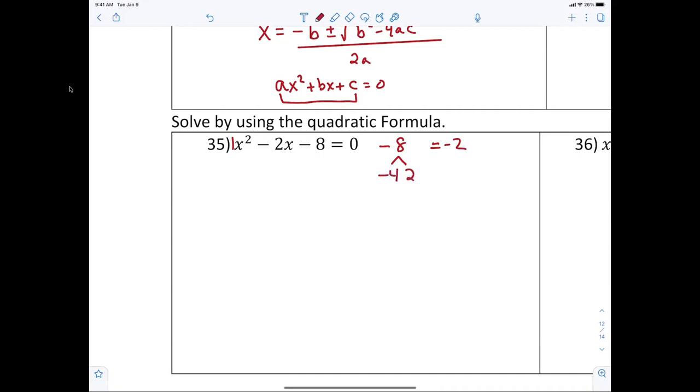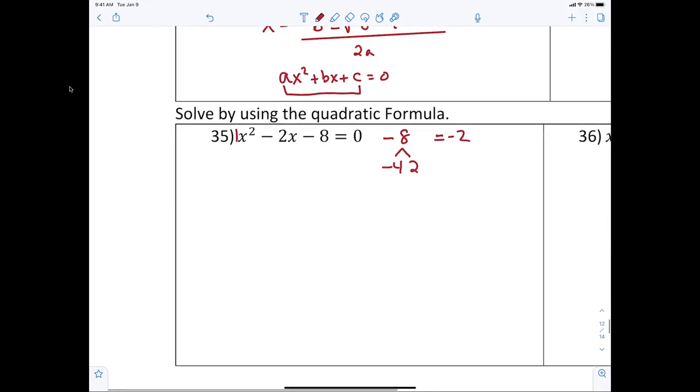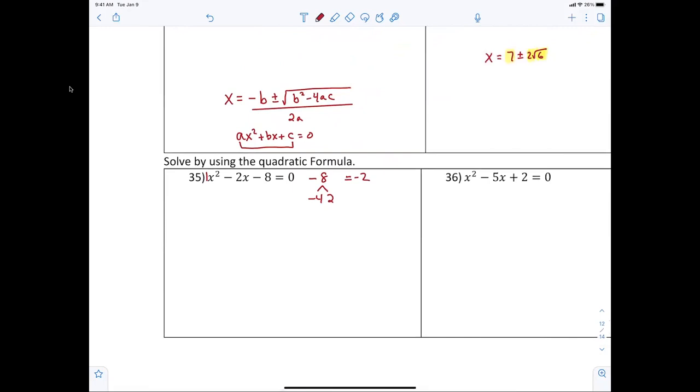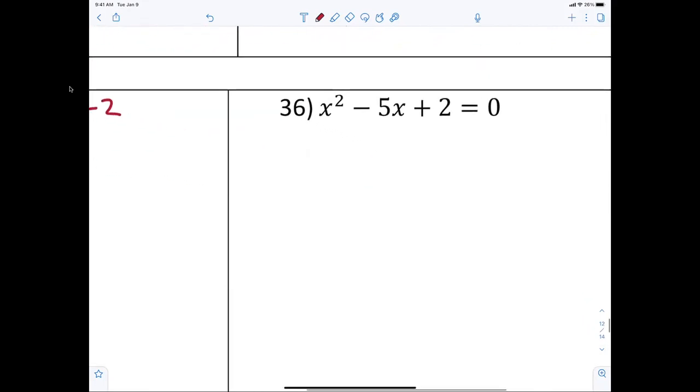So I know it factors. That's how you tell. Multiply a times c, and if those factors of a times c can add up to b, then it can factor. If not, it doesn't factor. So in this case, we just go ahead and factor it, and I'm not going to waste my time on that. Let's do number 36. Does 36 factor? No, because there are no factors of 2 that equal -5.